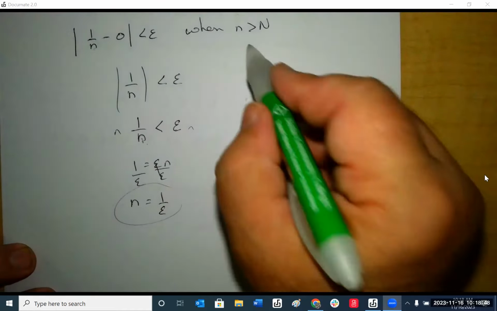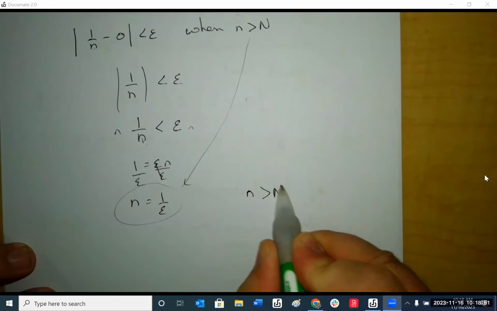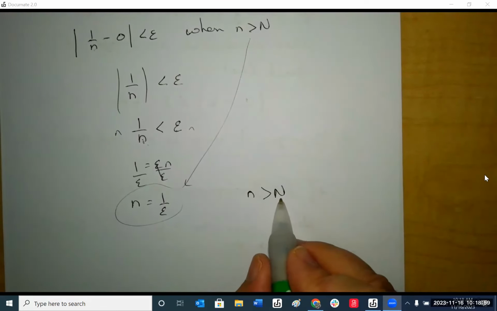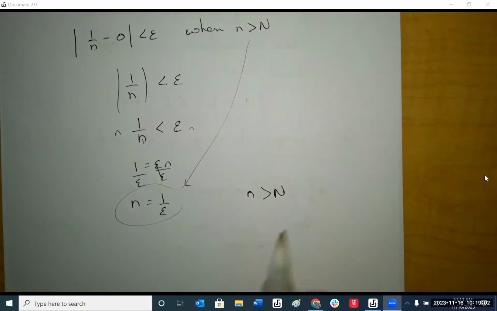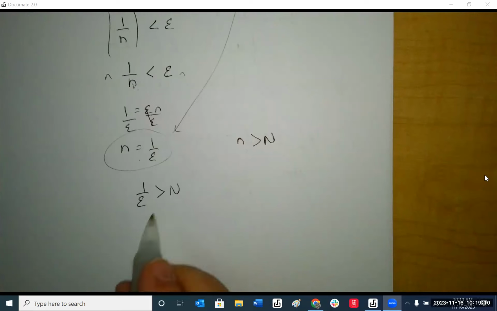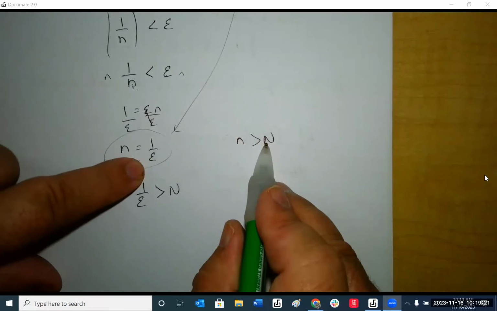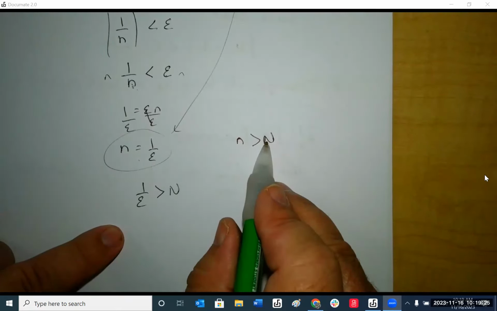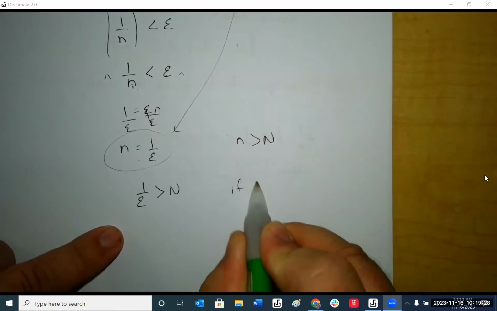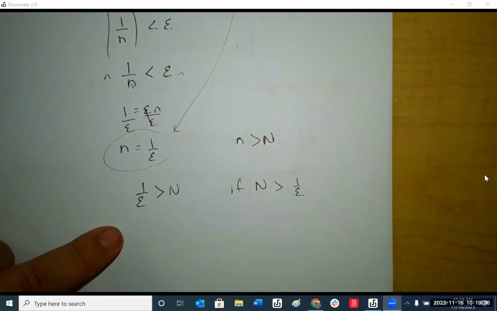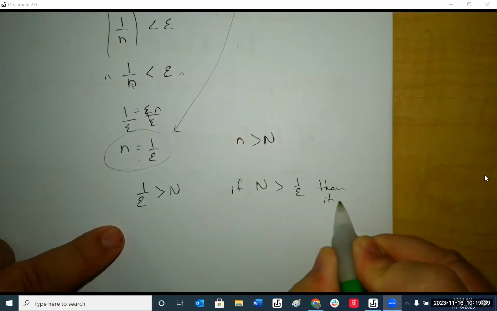So what this says, according to this, this number, 1 over epsilon, is greater than n. N is 1 over epsilon. So if n is greater than 1 over epsilon, then it is true.